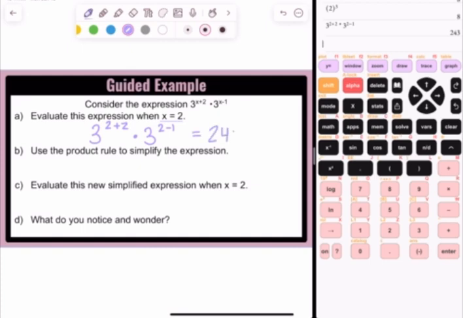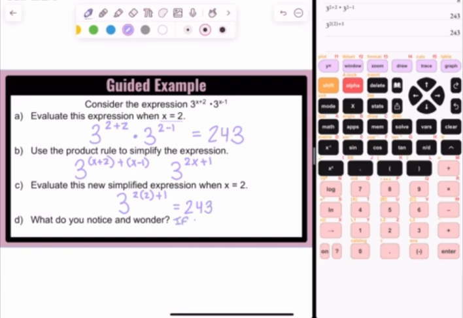Okay. Now the next thing says, use the product rule, which says that you keep the base and you add the exponents to simplify the expression. So I'm going to keep the base of 3, and I'm going to add x plus 2 plus x minus 1. So that would give me x plus x is 2x, 2 minus 1, or 2 plus negative 1 is 1. And now evaluate this new expression when x equals 2. So 3 raised to the 2 times 2 plus 1 power. Hey, that equals 243. So what do I notice?